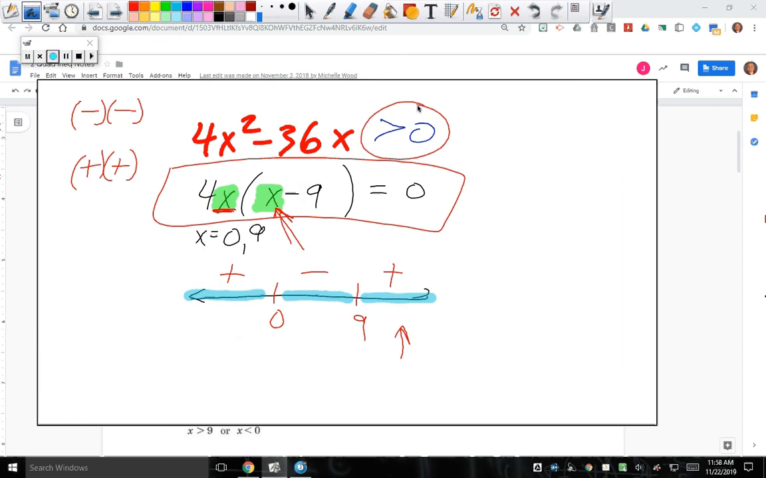Okay? So my answer here would be negative infinity to 0, union 9 to infinity. And I want you to do both notations when we do bonus points for the next question. I want you to do this notation, and I also want you to do that notation, the inequality notation, the algebraic notation. Yes?